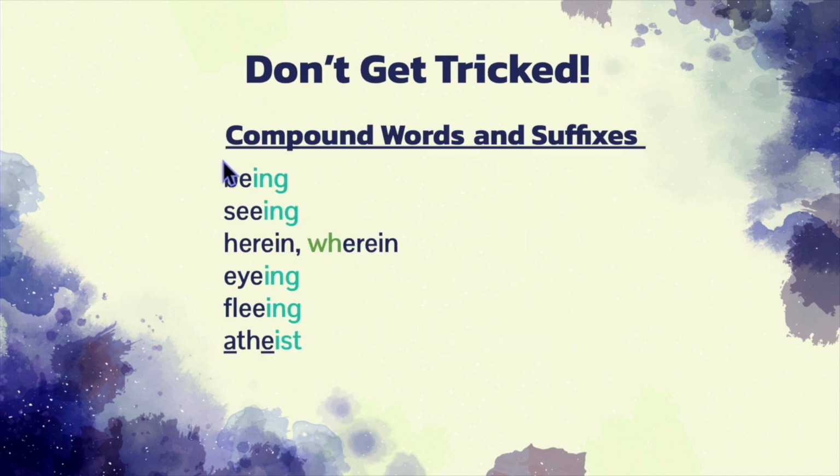Don't get tricked by compound words and suffixes. In these words here, I have marked the suffixes. So here we have a root be, and we've added ing, and we have being. So although we have the E and I together, it does not have a long A sound. Here we have seeing. Here we have two compound words, herein and wherein. Note that in most of the United States, this H is silent. Here we have eyeing, fleeing, and atheist, where these two letters have their long sounds.